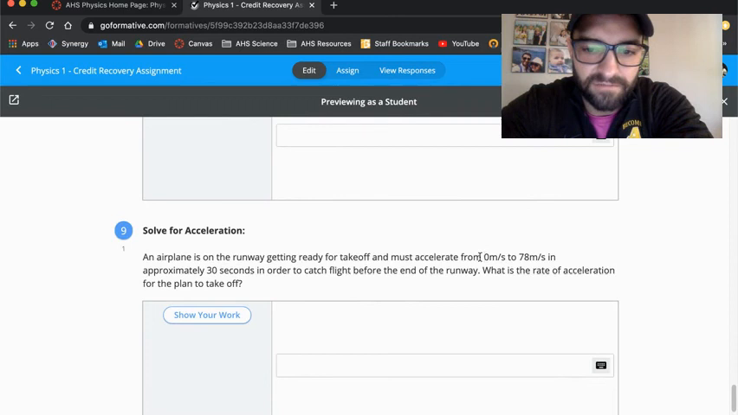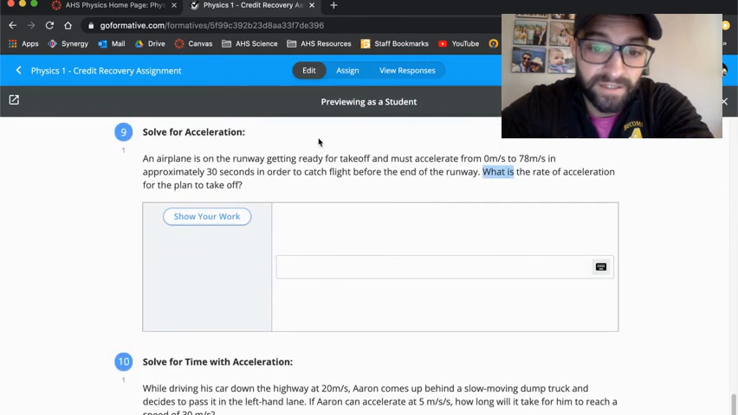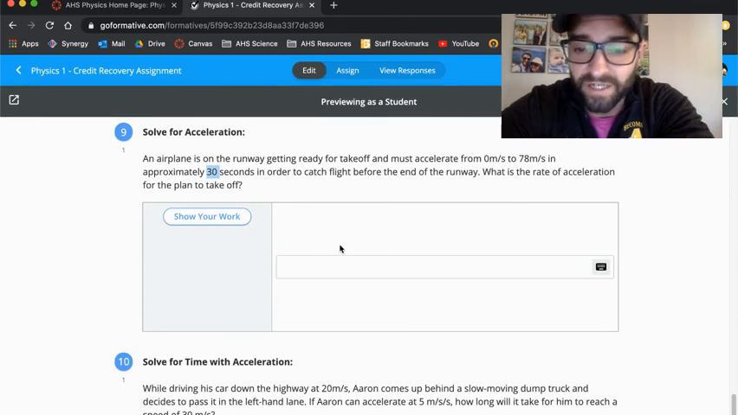Okay, similar. I give you a starting and a final velocity, and then I give you a time, and then you can tell me the rate of acceleration. And these are some real numbers, by the way. For an airplane to take off, it has to go 78 meters per second. And if it takes much longer than 30 seconds, you're going to run out of runway. So this is pretty much the rate of acceleration for an airplane if you've ever been on one.